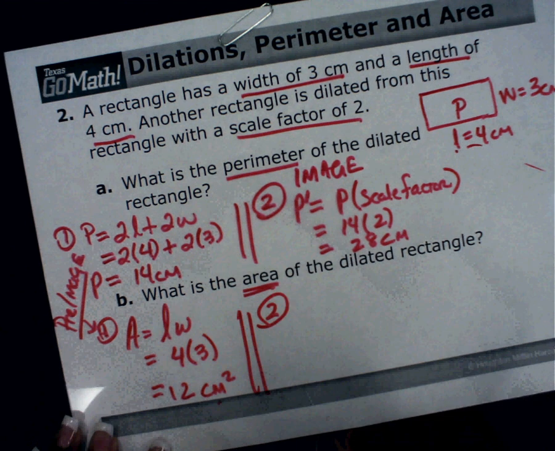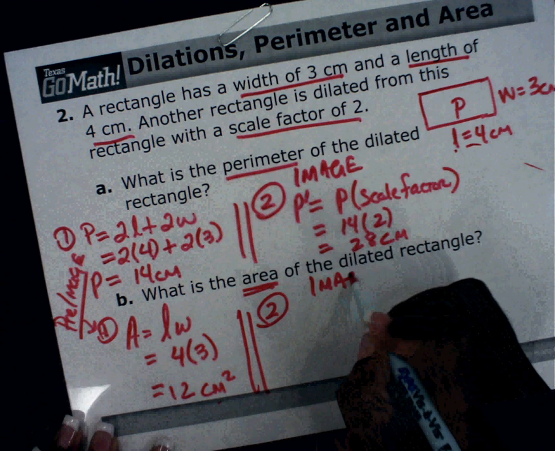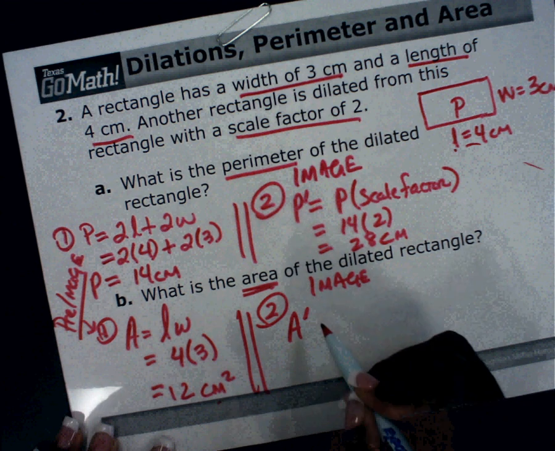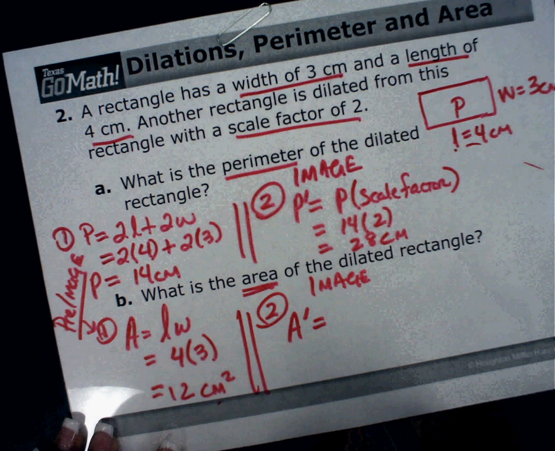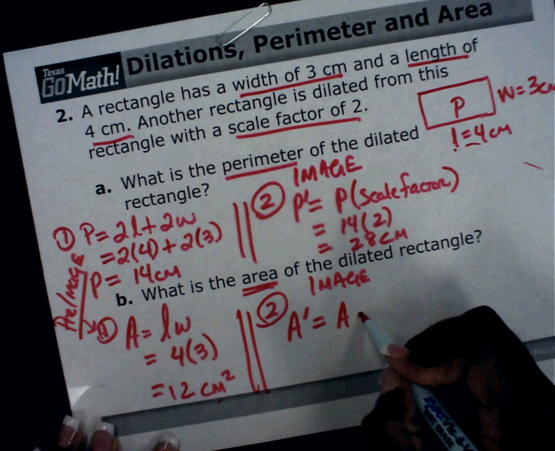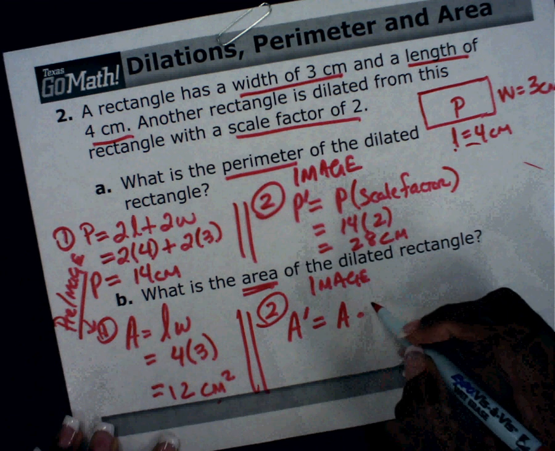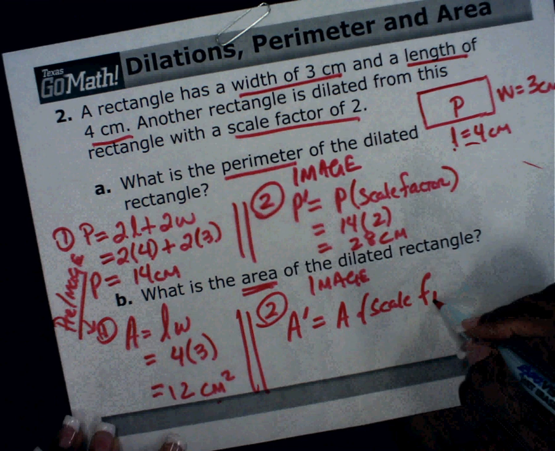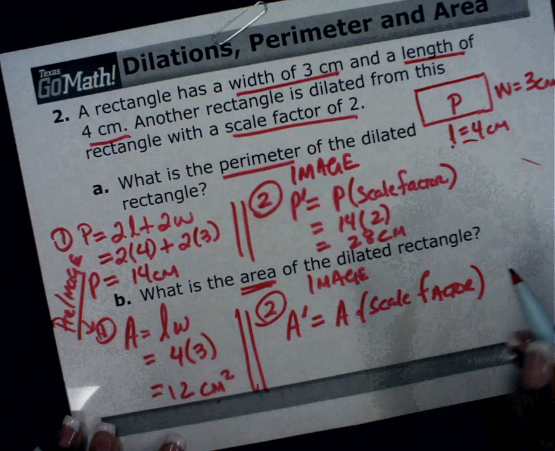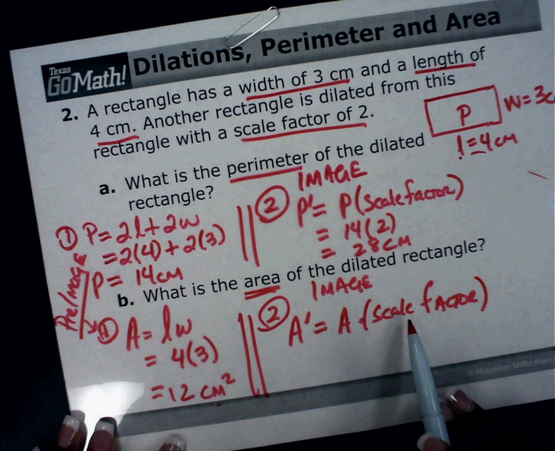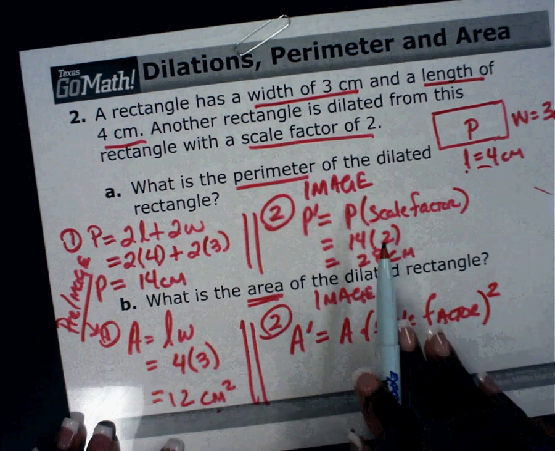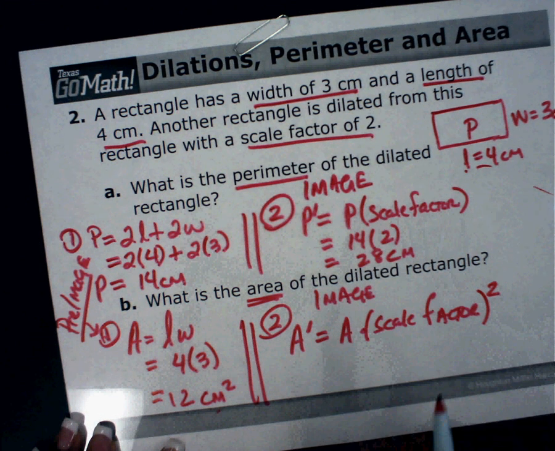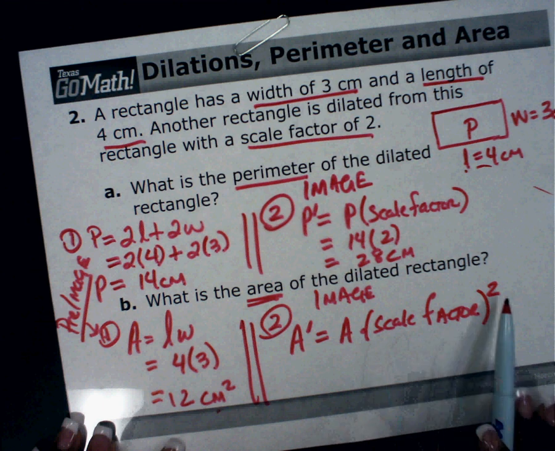So we have step 2, we're dealing again with our image. And for the area, or A prime, is equal to our area times our scale factor. Okay, so I'll do this, scale factor. And the difference between perimeter and area is that our scale factor is going to be squared. In our perimeter, we only use the linear unit, but in area, we're going to use our square units.